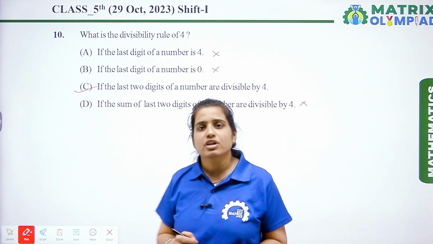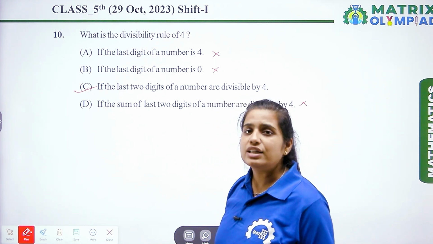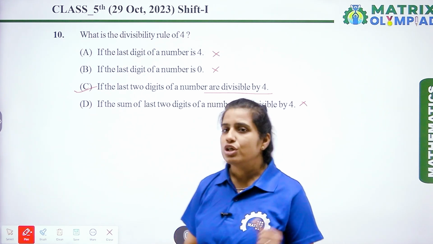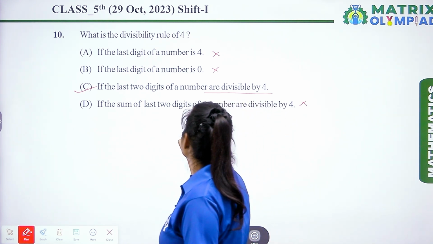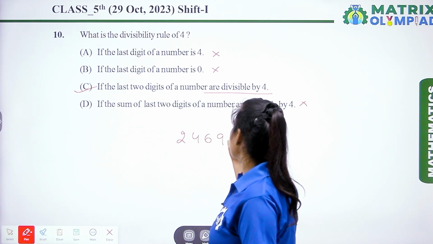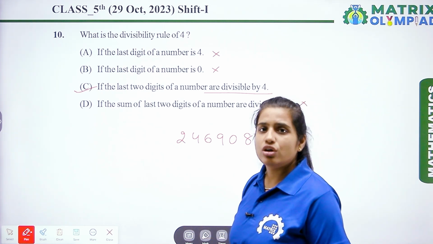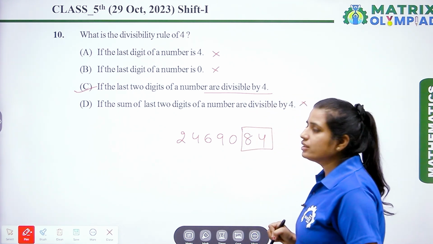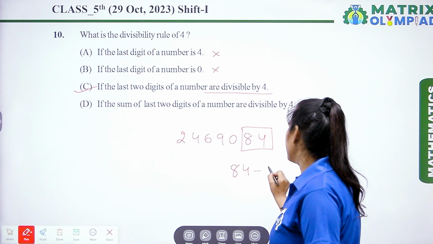We know that the divisibility rule of 4 is: when the last 2 digits of the number are divisible by 4, then the whole number is divisible by 4. So here option C is the correct answer. Like for example, we have 2, 4, 6, 9, 0, 8, 4. It doesn't matter how long the number is, but we have to check only the last 2 digits of the number. If this 84 is divisible by 4, then the whole number is divisible by 4.